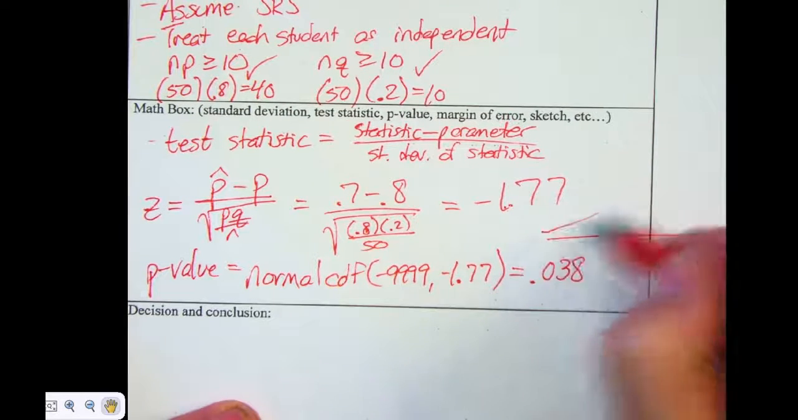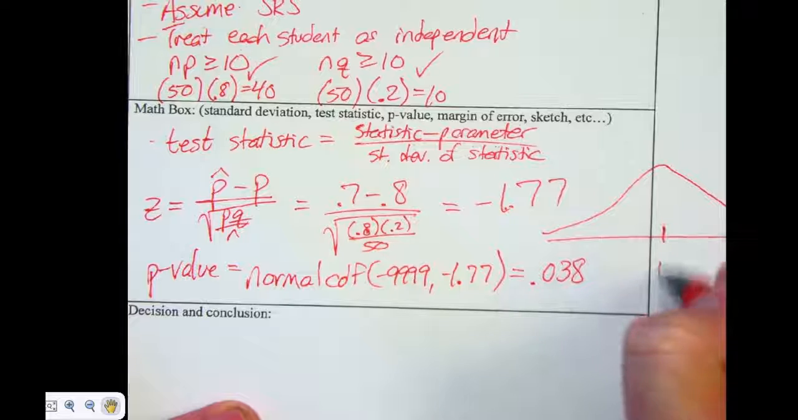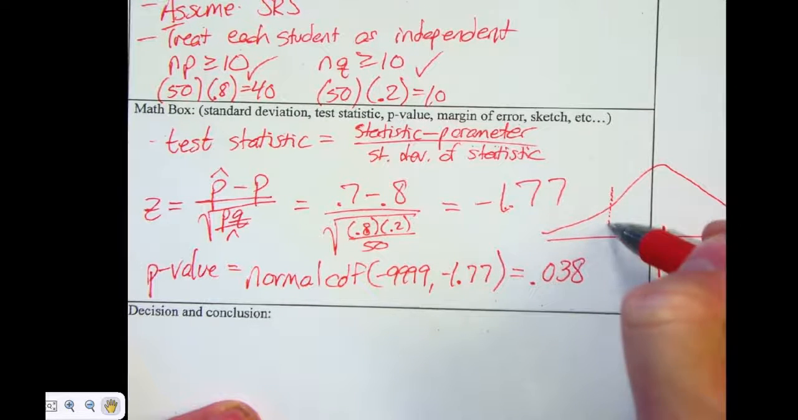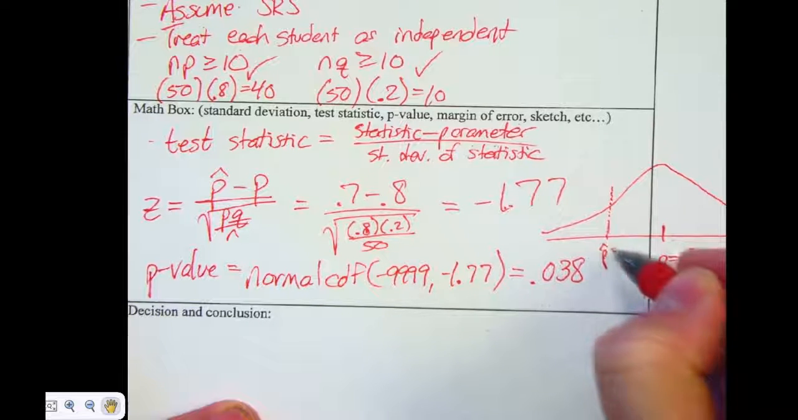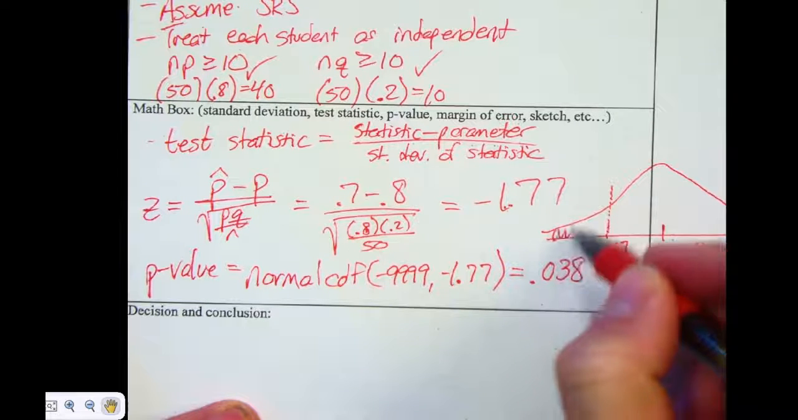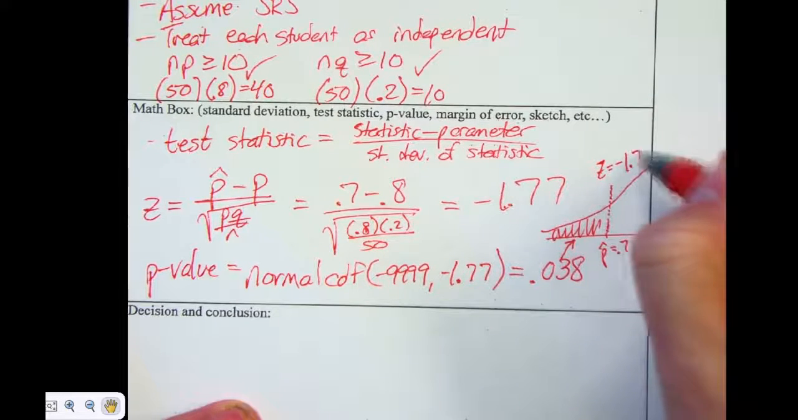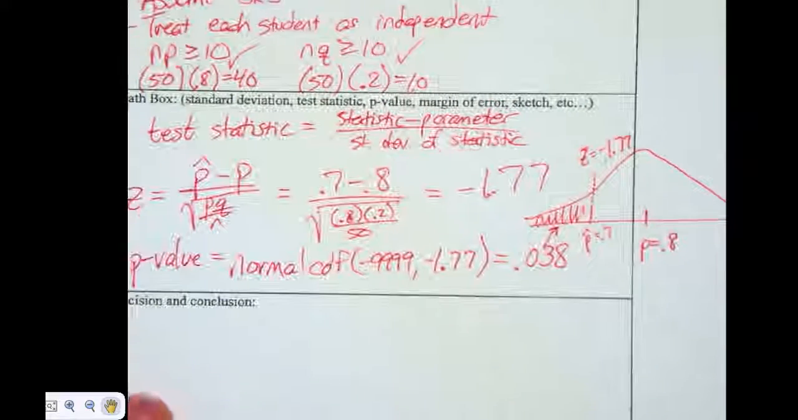Still going to draw it. So in the middle, P equals 0.8. Over here somewhere, P hat equals 0.7. That 0.038 is the size of that shaded region. And that's my z-scores.